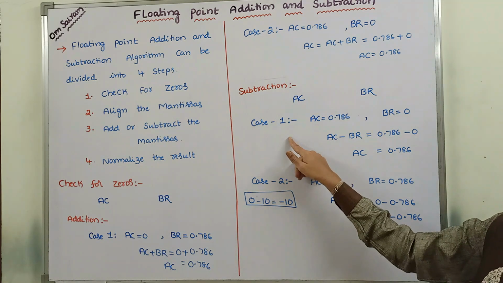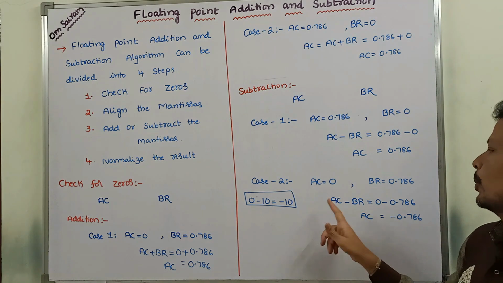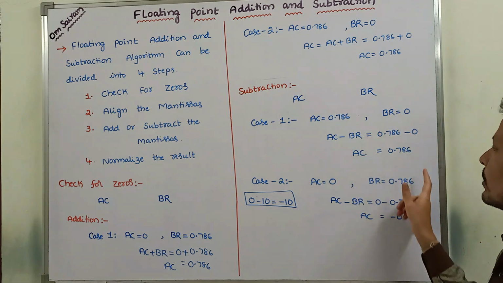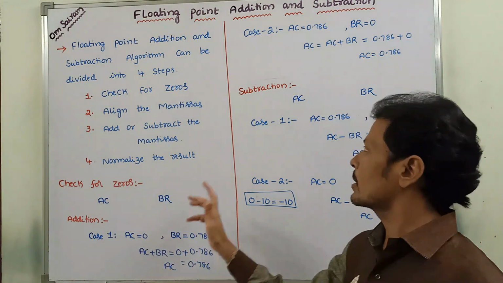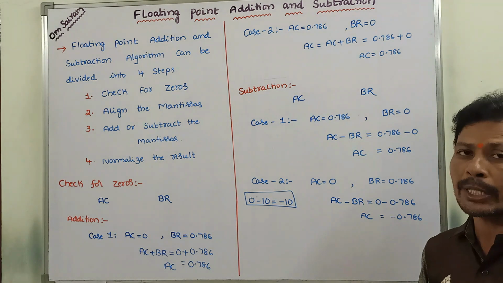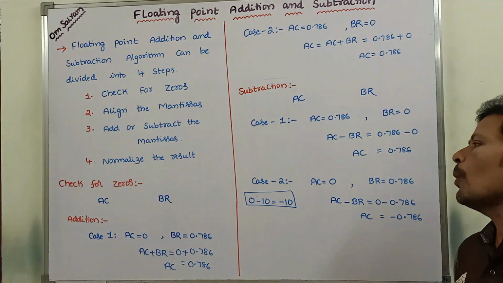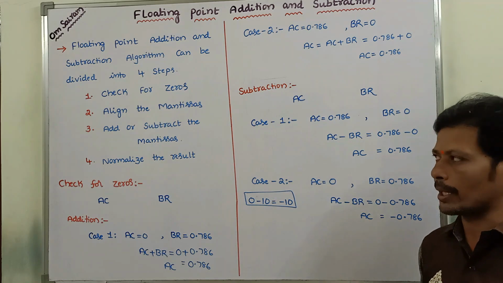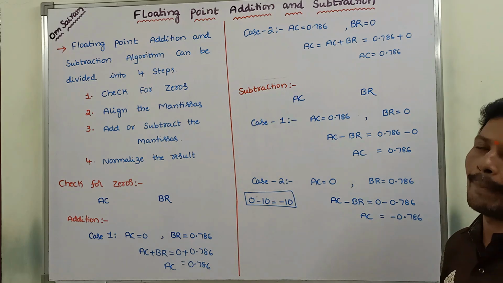In case 1, the second floating point number value is 0. In case 2, the first floating point number value is 0. So, in this way, addition and subtraction operations are performed between two floating point numbers if any floating point number is 0. Next, we can go for the second step, align the mantissas.